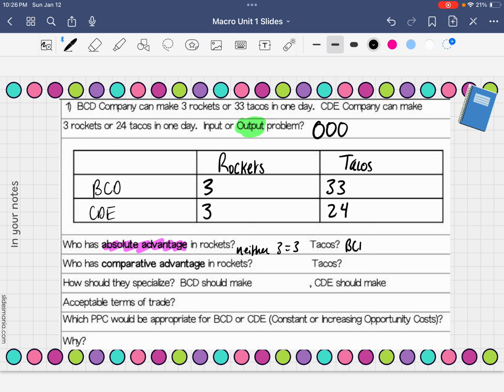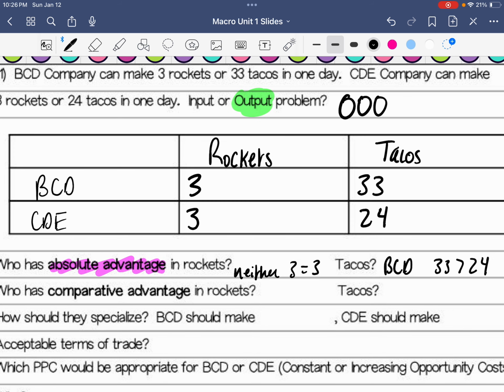So BCD has the advantage because 33 tacos is greater than 24 tacos, and I should be labeling these things, but I'm not because it's NTI. So who has a comparative advantage in rockets and tacos? How should they specialize? And we'll do terms of trade later. We're not going to worry about that. So let's zoom in. I'm going to make this really, really neat. I invite you to do so as well.